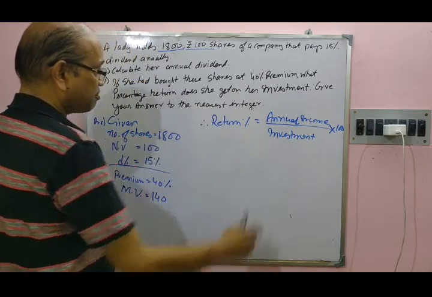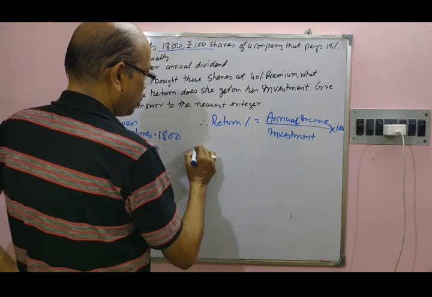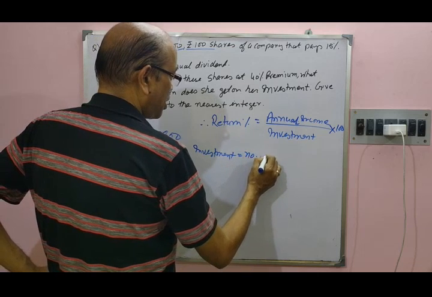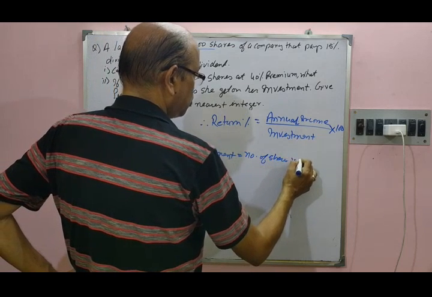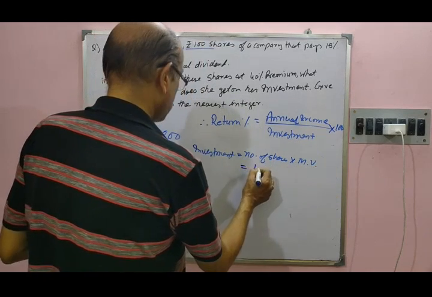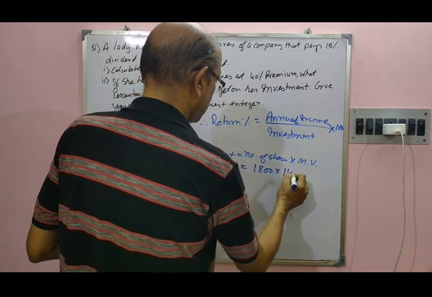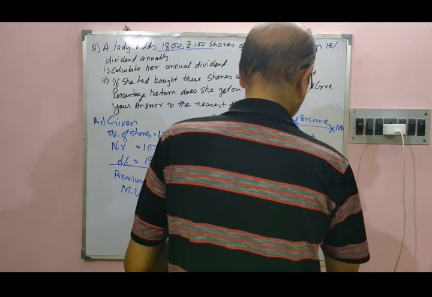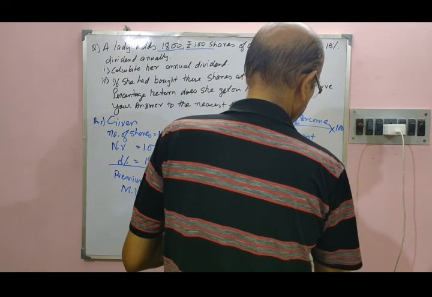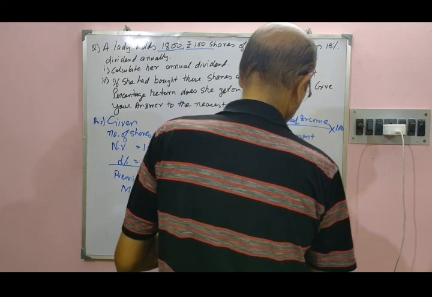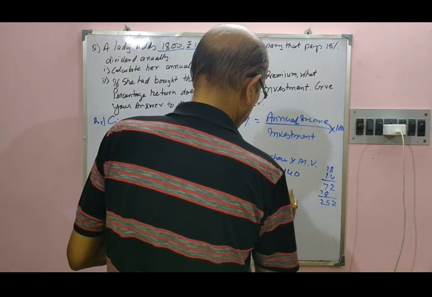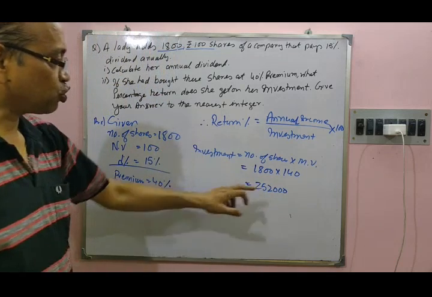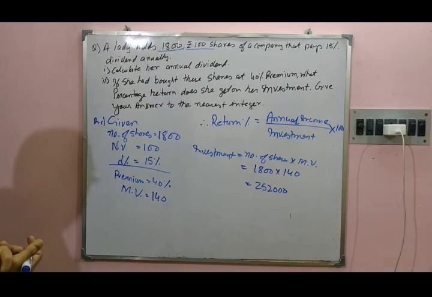Investment. So what is investment? First let me find out investment. Investment is number of shares into market value. Now, number of shares was 1800 into market value is 140. So it is 252000. So this is your total investment. Investment is so much.